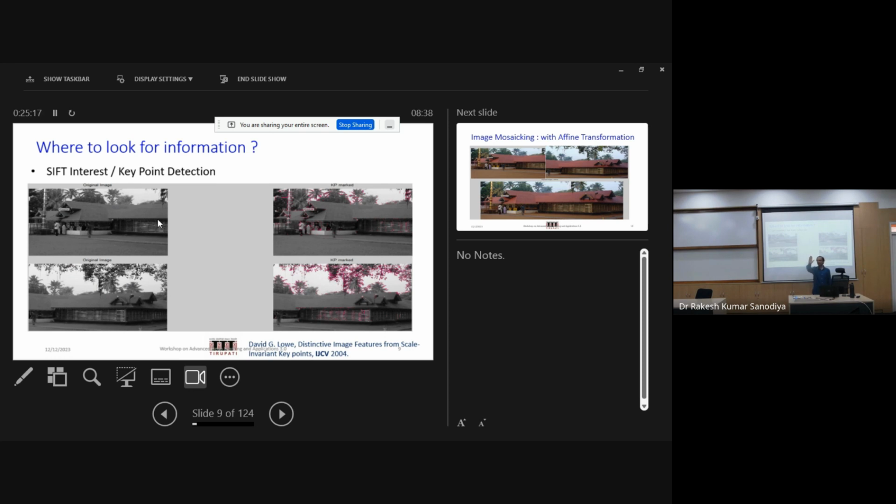Assume that we have snaps taken at different viewpoints or angles, and there is some overlapping region between them. I want to merge them or make a big panorama of the scene. Then what do I do? I find out the overlapping region first. There are key points in this image and key points in this image. I want to find out which key points are the same between these two. That means I have 100 key points here and 20 or 30 key points here. With this 20 and this 100, I will try to match and say that among these, 10 key points are the same as these 10 key points.